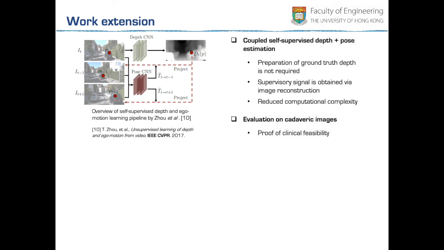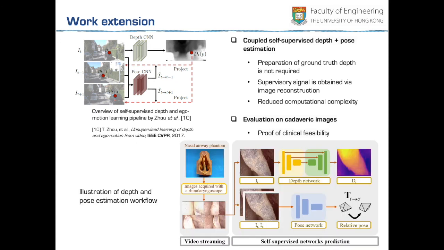We are also preparing for a cadaveric dataset for training and testing in order to provide a proof of clinical feasibility. Here is a figure briefly illustrating the workflow of using a self-supervised depth and pose estimation method. While predicted depth can still be used for making 3D annotations, we can also take advantage of predicted pose to further stabilize camera pose measurement by the EM sensor. Because existing EM tracking is susceptible to interference from ferromagnetic materials or EM fields.